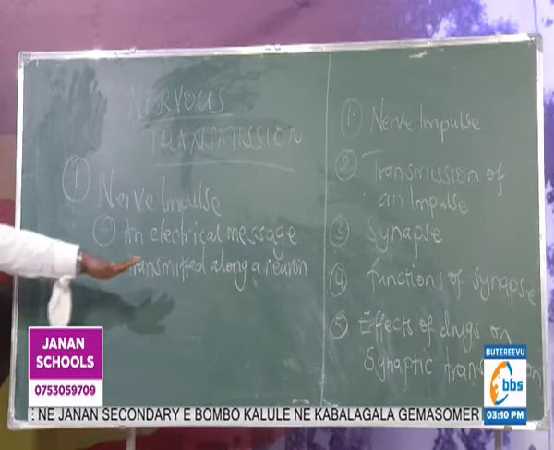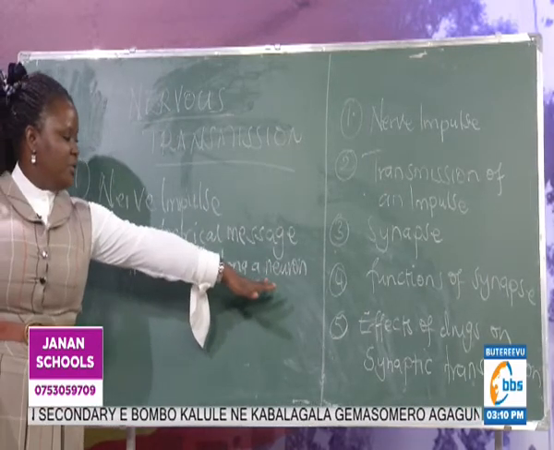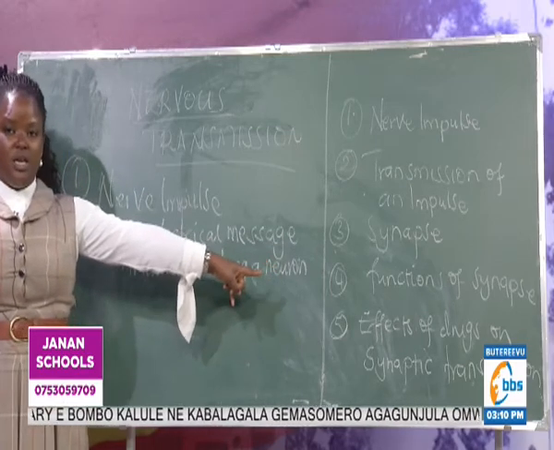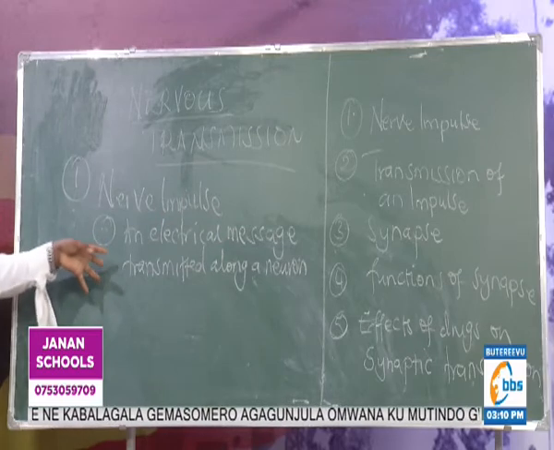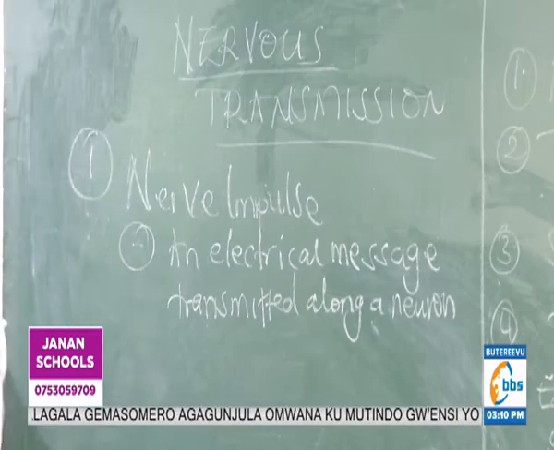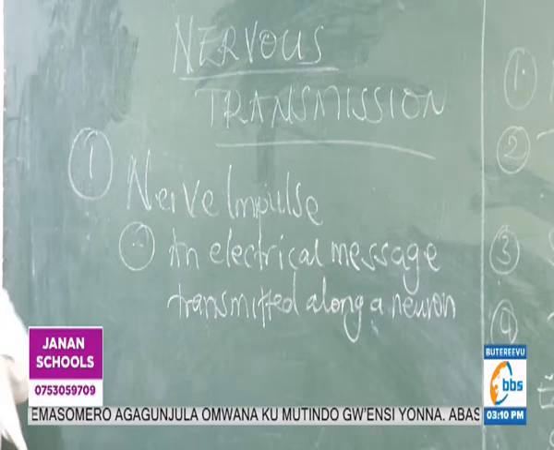Some books have different spellings of neurons. Some can have an E at the end of neuron, and some books will not have the E, whatever. So a nerve impulse is simply an electrical message, an electrical information.